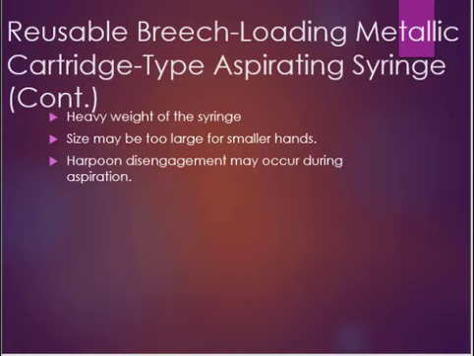Now here are the disadvantages. So heavy weight of the syringe, the size may be too large for smaller hands, and the harpoon disengagement may occur during aspiration. Now, what can cause that harpoon to become disengaged is a dull harpoon, excessive pull on that thumb ring, improper engagement of the harpoon during the syringe setup. And if the harpoon does become disengaged, then the clinician has to remove the syringe, re-engage the harpoon, and repeat the procedure again.